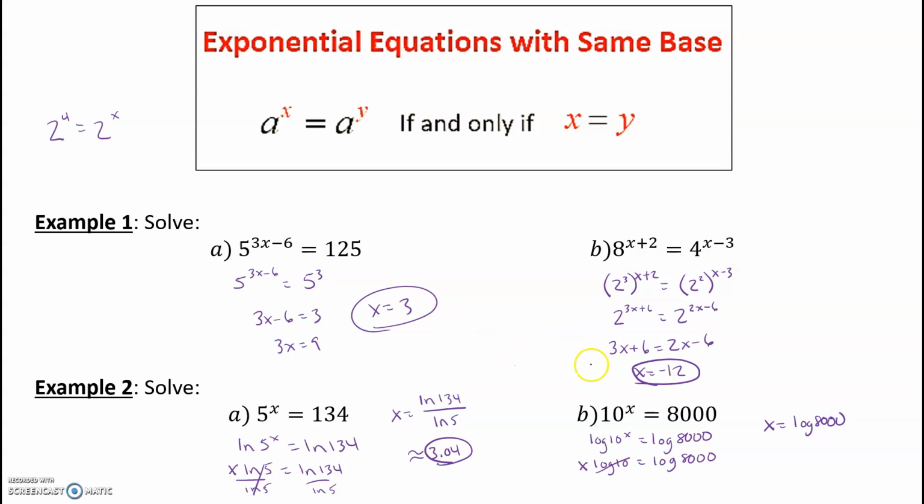And again, you're just going to type that in your calculator. So you wind up getting about 3.90. All right, so you can use calculators, especially when the numbers are not as nice.